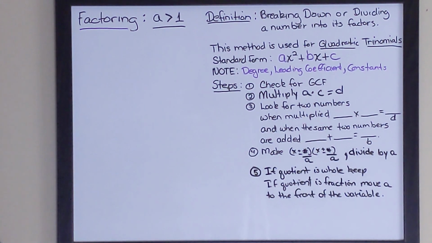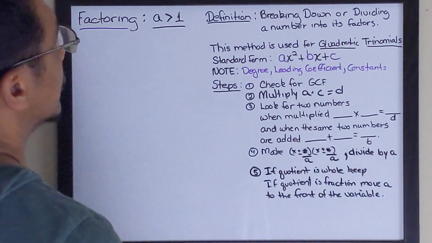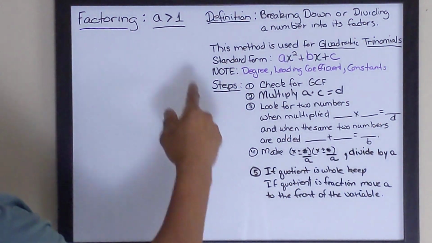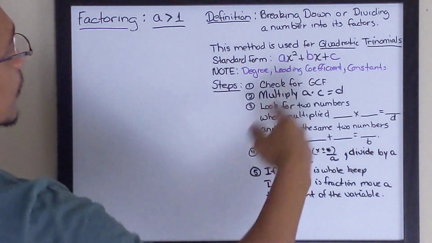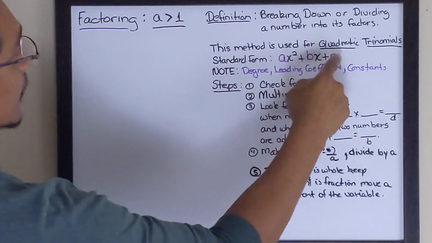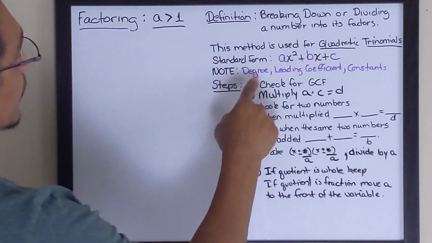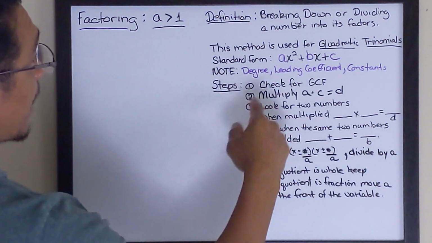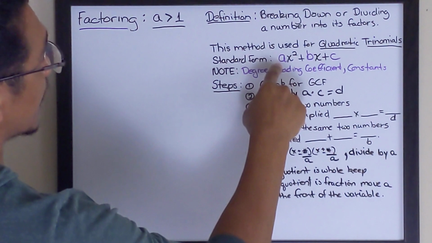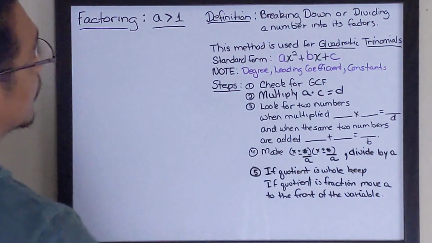Class. In this video, we're going to talk about factoring where a is greater than 1. Before we get started, the definition for factoring basically is breaking down or dividing a number into its factors. The method a equals 1 that we're using today is going to be used for quadratic trinomials, which is shown here. The standard form of a quadratic looks like this expression that you see here. It's important to note that the degree of a quadratic is 2, and that means that's the highest power. The leading coefficient is a, and the constants are a, b, and c in this standard form.